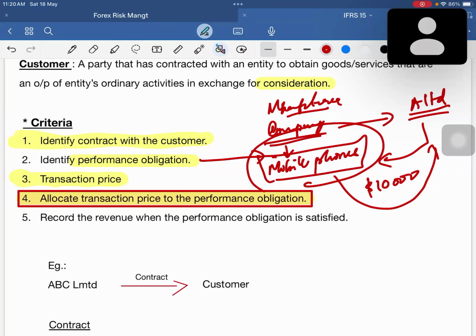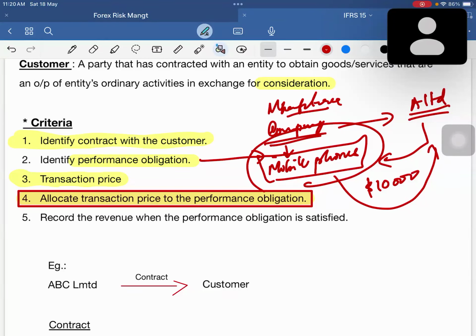Understood? If you have any doubts, you can unmute yourself and ask. Since I have exited that screen from the Zoom, I can't actually go and check the chats. All right. So if you have any doubts, you can unmute yourself and ask. Any doubts?